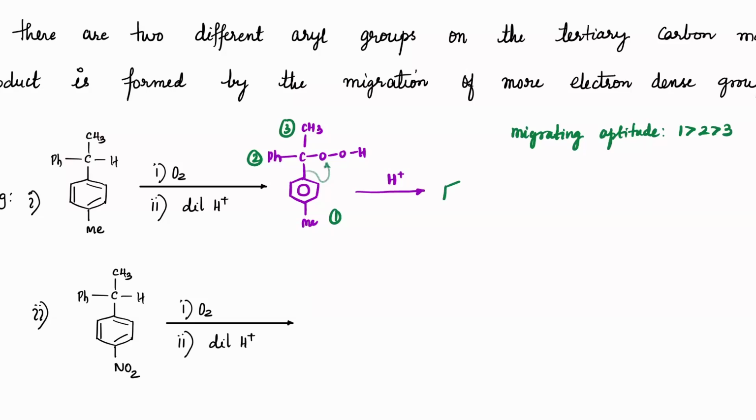converts that into a phenolic group. So you will get this phenol with CH3. So basically para-cresol is what you will get, and the second product is the ketone. So this is the ketone which you will get.